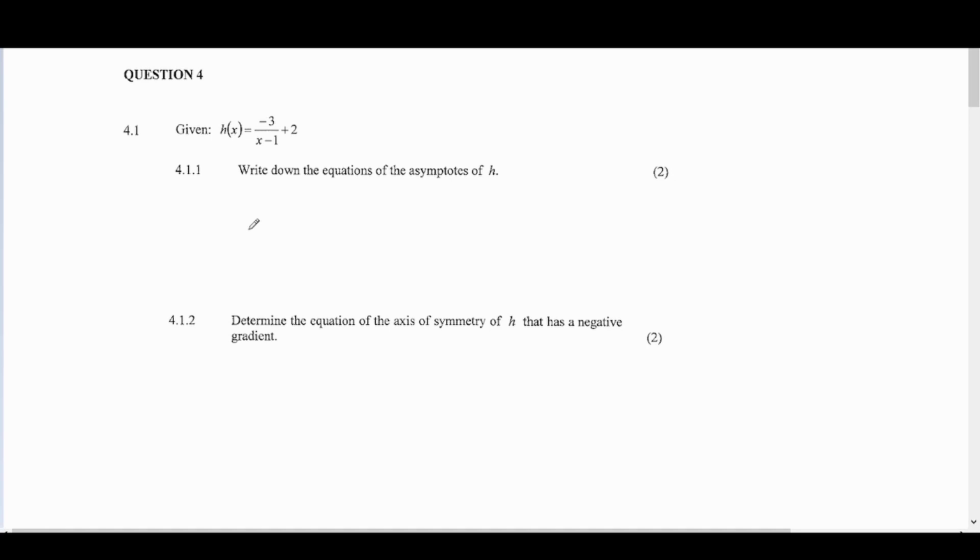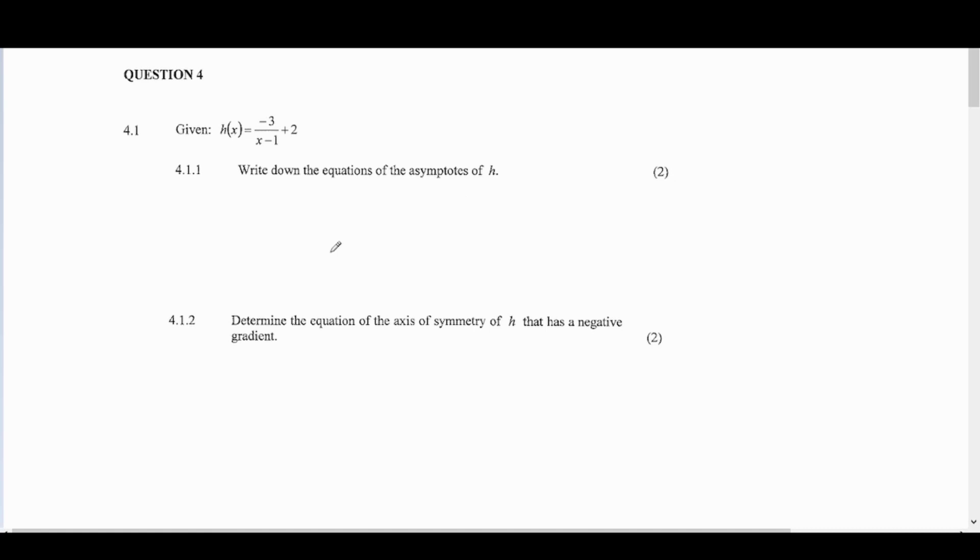Okay, question 4.1, we are given the function h of x, which equals minus 3 over x minus 1 plus 2. This is a hyperbolic function, and with hyperbolic functions, what should come to mind are your asymptotes, and that is exactly the first question. It says write down the equations of the asymptotes of h. So what is the asymptote?